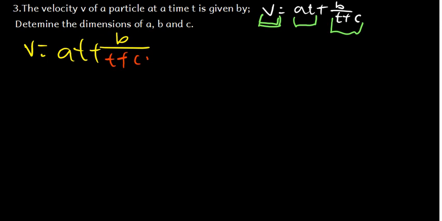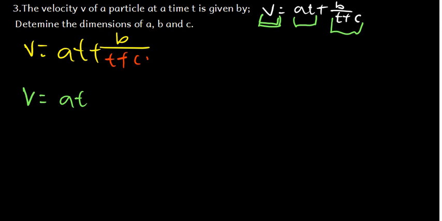So we are going to compare the v with at. Again, we are going to compare the v with b over t plus c. Then we find the dimensions of a, b, and c. So let's start with the first one. We are going to compare the v with at, so we want to find the dimensions of a.